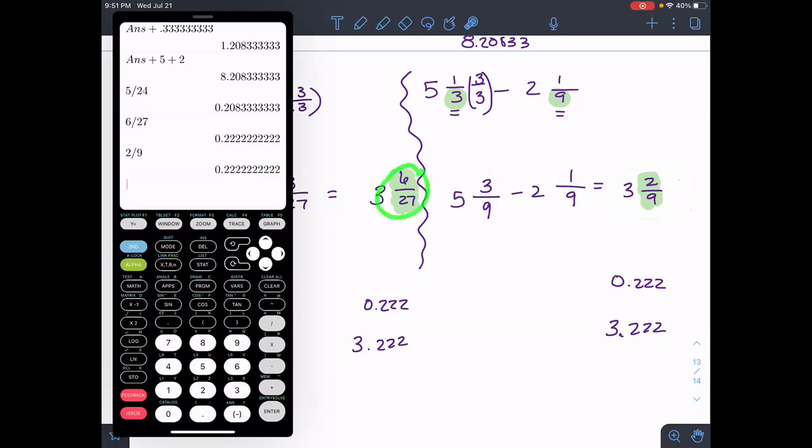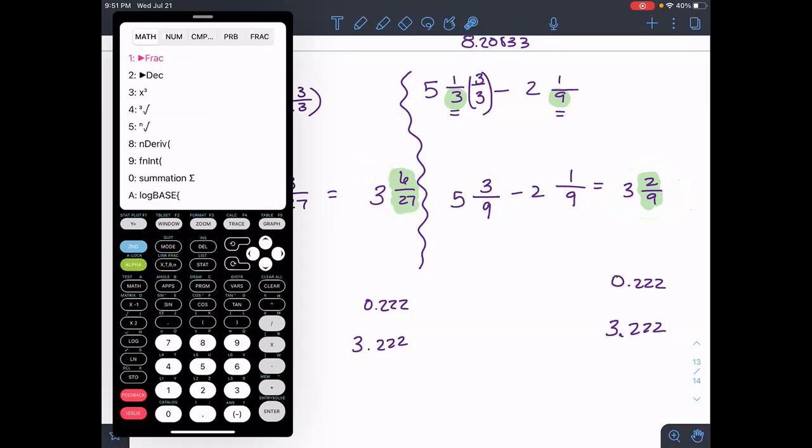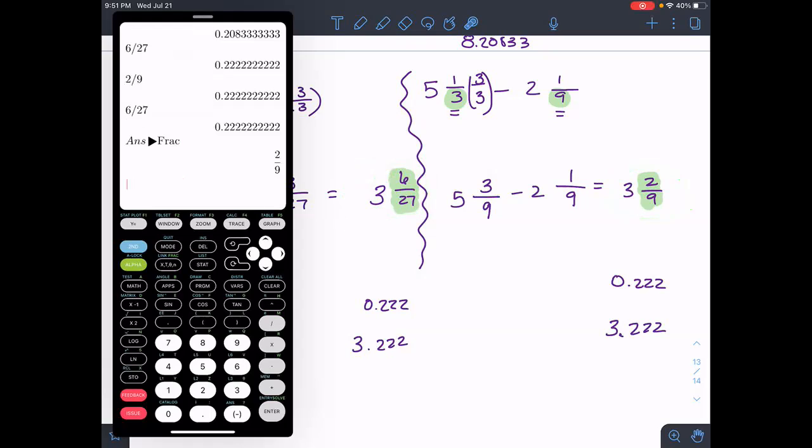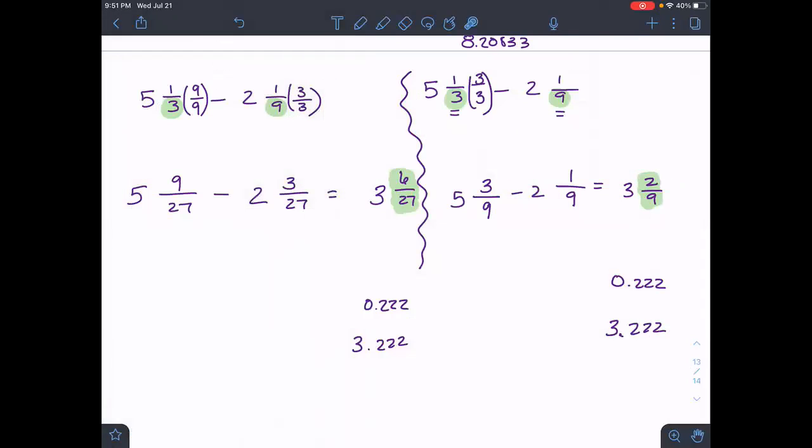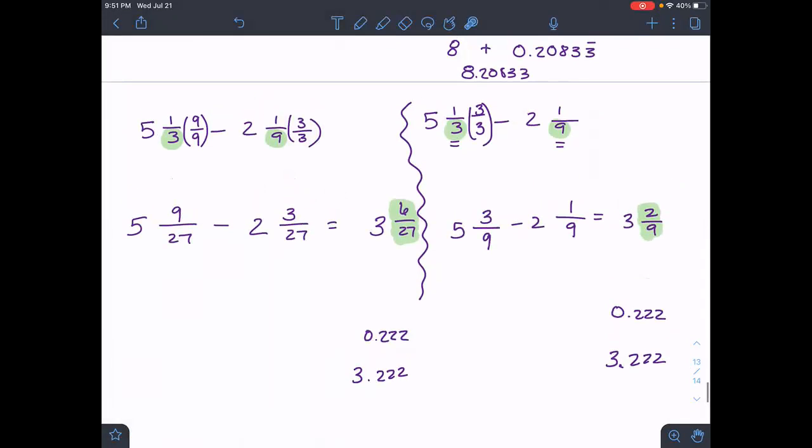If you wanted to, you could also simplify this. If you had a fancier calculator, you could convert it into a fraction, and then the smallest version of that fraction is what it would pop up as. But if you don't have that, that's okay. Okay, I hope this helps.